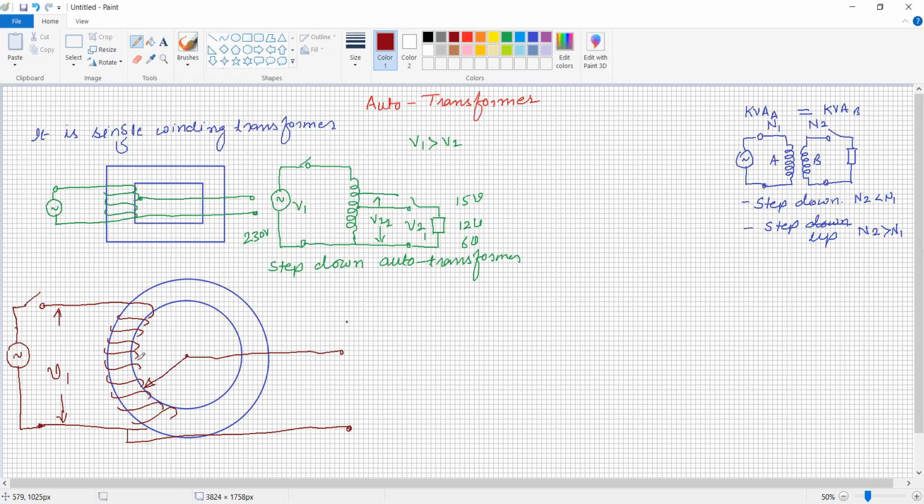So by varying this one, changing the position of the handle either in this direction or in this direction, voltage V2 varies with respect to the change in position. So it can be represented as this is the primary voltage, the primary winding, which is connected to the source.